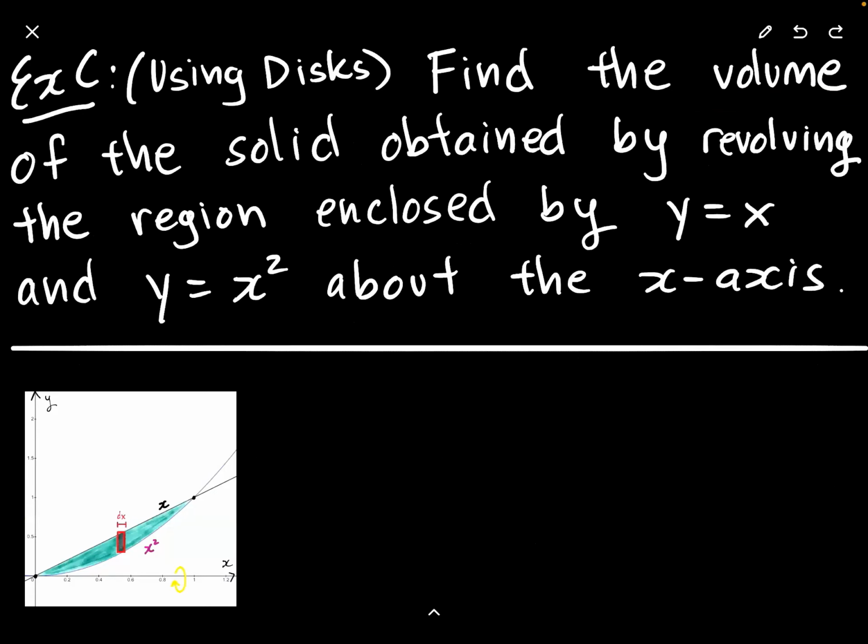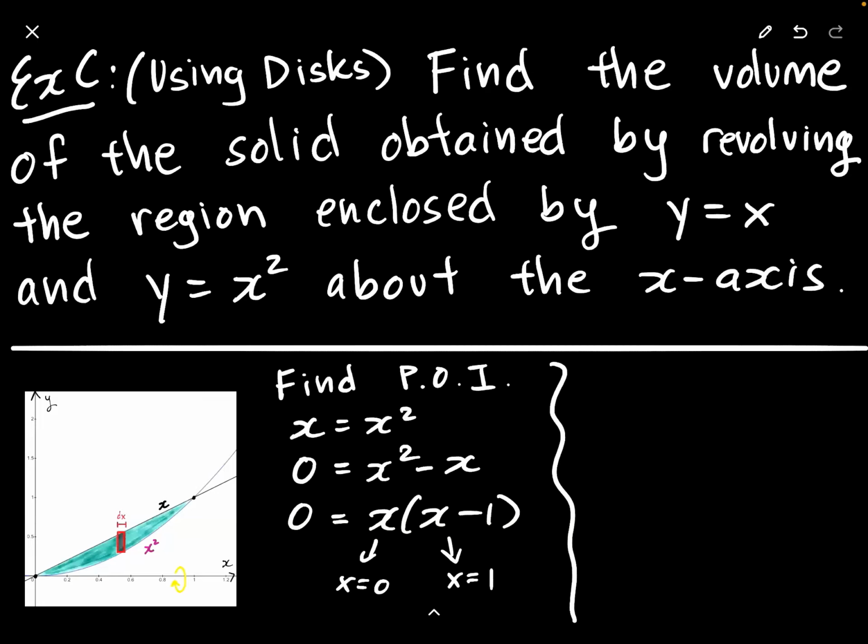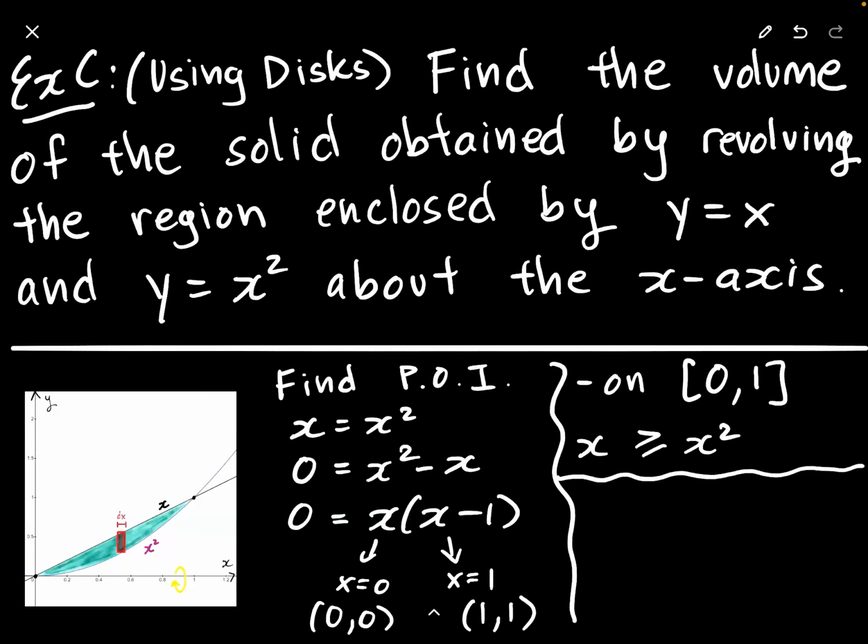In the next example, find the volume of the solid obtained by revolving the region enclosed by y is equal to x and y is equal to x squared about the x-axis. So since the region is enclosed by y is equal to x and y is equal to x squared, we can find the points of intersection. So it will be at 0, 0 and 1, 1. So you can check with a test value in between 0 and 1, like x is equal to half. On that interval, the function x is greater than or equal to x squared. So we know that x is the upper function and x squared is the lower function. And you can make a sketch to confirm that.